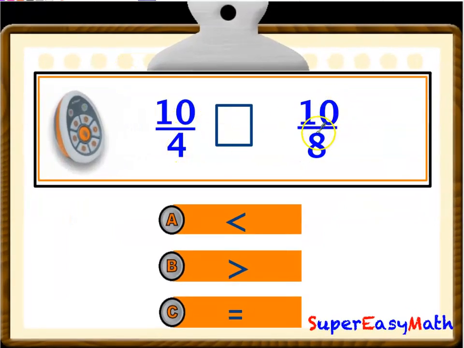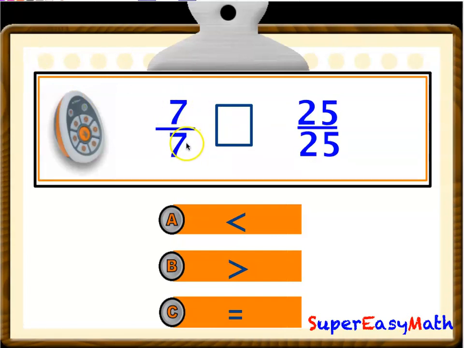10 over 4 and 10 over 8, so same numerator 10, the smallest denominator, which is 4, belongs to the greatest fraction. And the last example, 7 over 7 and 25 over 25. So here we do not have the same numerator, but we know that 7 over 7 is equal to 1, and 25 over 25 is equal to 1 also, so these two fractions are equal.